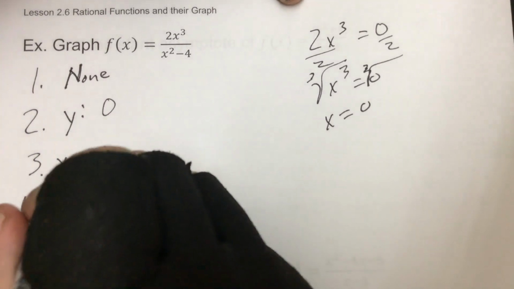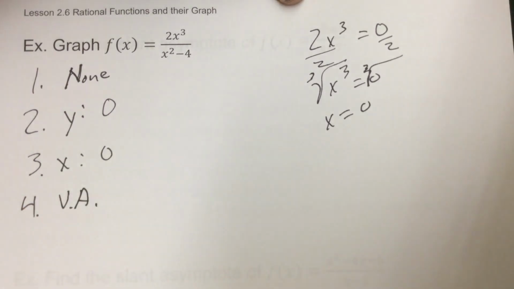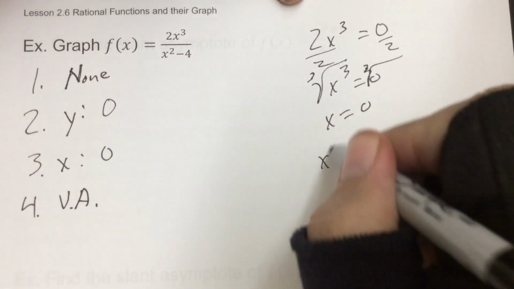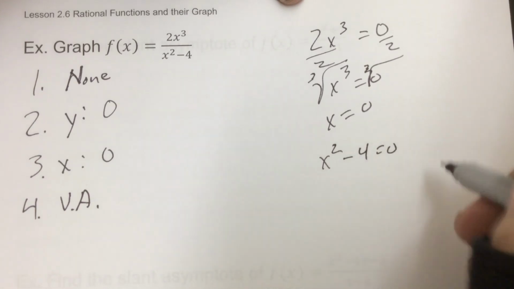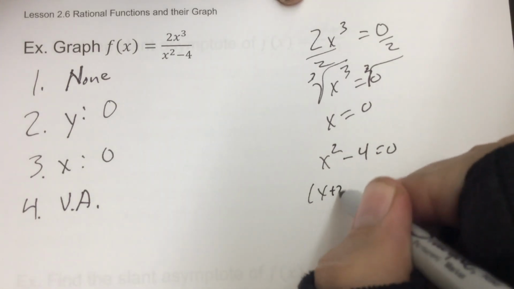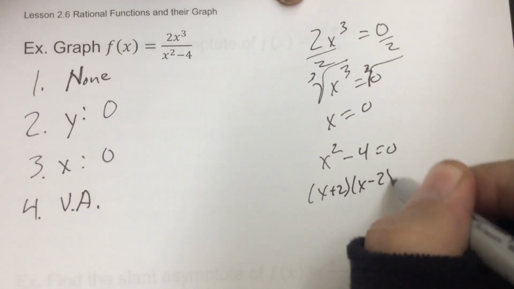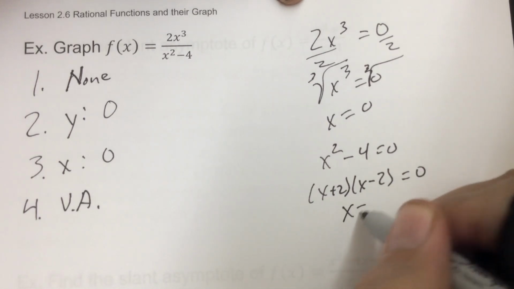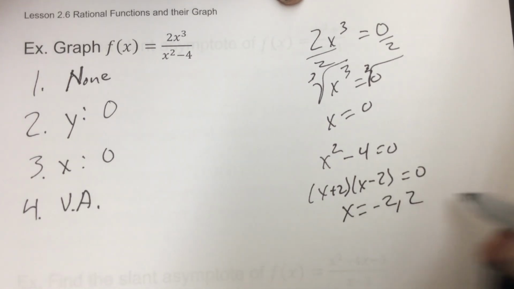4, we're going to find our vertical asymptote. So x squared minus 4 equals 0. This will go to x plus 2, x minus 2. So in other words, x would equal negative 2 and 2.